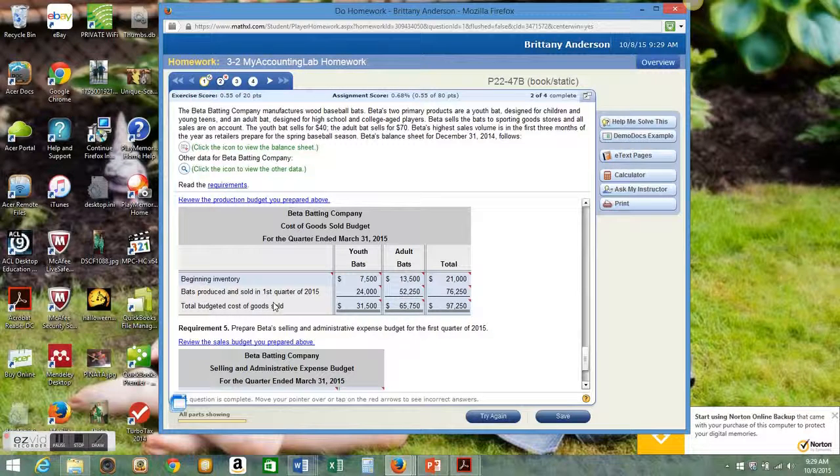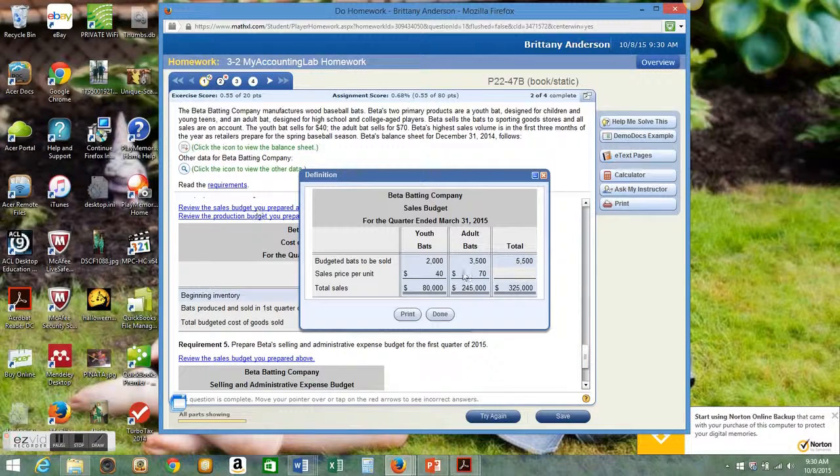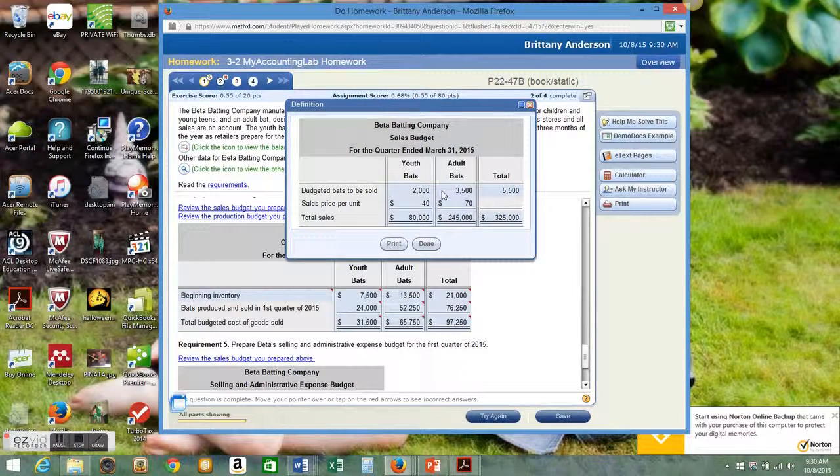Now for my bats sold and produced in first quarter, we have to pull these numbers from a couple different places. Sometimes it might help if you do this in a table format with youth bats and adult bats down the left side and across the top bats sold in first quarter. To determine our bats sold in first quarter, we're just going to pull up our sales budget, because that's going to indicate what we're going to sell, and hopefully that's what we sold. So we estimated 2,000 youth bats to be sold and 3,500 for adult bats. So that is where I'm going to start.